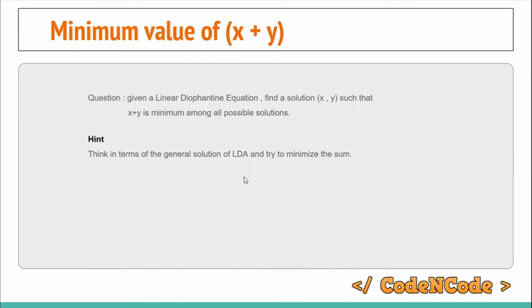I'm going to continue. We already know the general solution for x and y, right? If you write down the general solution of x and y and combine the terms containing k, it would look like x0 plus y0 plus k times b by g minus a by g, right? Which leads you to this formula: x plus y is x0 plus y0 plus k times (b minus a) by g. Now this is the formula which we'll be using to find the minimum sum x plus y.